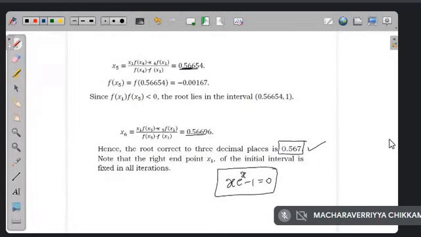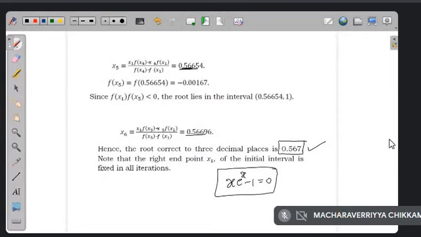Sir, in bisection method, how to find roots when there are multiple roots? What do you mean? Multiplicity? Yes, sir. Okay, it's like a repeated root. If you have a repeated root, the bisection method won't help us.